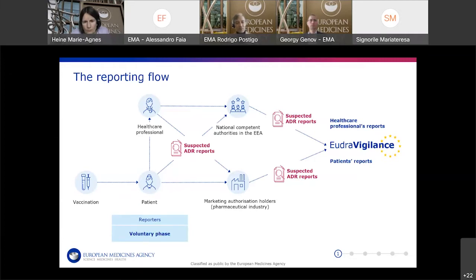The first part of the reporting is a voluntary phase. Patients and healthcare professionals are, of course, encouraged to report suspected side effects, but it is not a legal obligation, and this is what we call the initial reporters in spontaneous reporting terms. The second phase is for the marketing authorization holders or the national competent authorities, the senders of the cases. This is a mandatory phase because European legislation mandates the national competent authorities and the marketing authorization holders to submit those cases to EudraVigilance when they become aware of them. So in EudraVigilance, we are secondary receivers of the data. Healthcare professionals and patients cannot submit cases directly to EudraVigilance. They need to do it through the national competent authorities or through the marketing authorization holders.